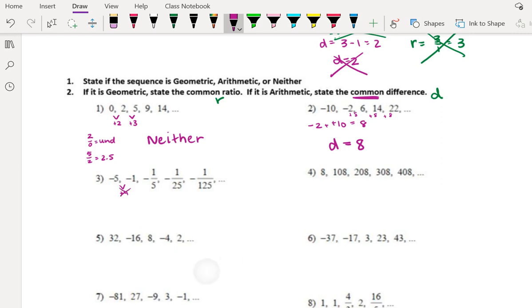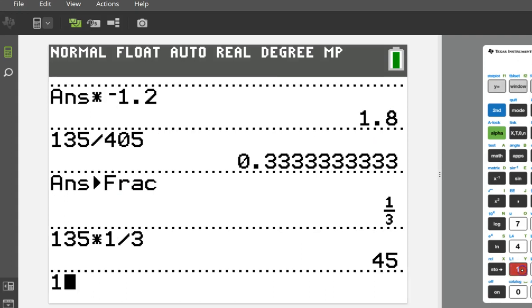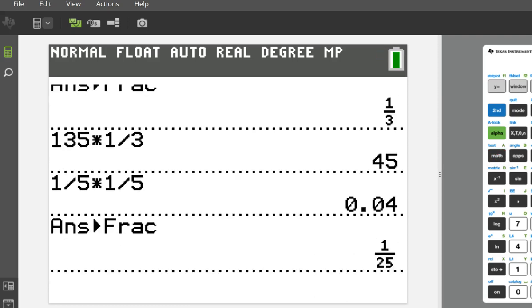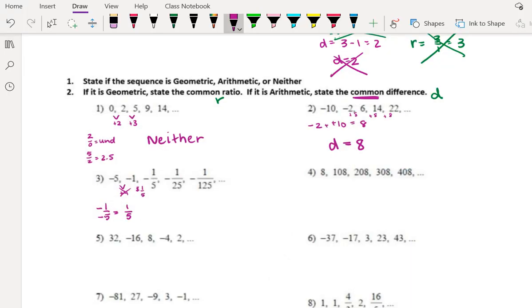So then we check division. If I divide negative 1 divided by negative 5, I get 1/5, or 0.2. If I multiply negative 1 times 1/5, I get negative 1/5. If I do 1/5 times 1/5, so let's use a calculator if you struggle. 1/5 times 1/5. Okay, I get a decimal, math, fraction, I get 1/25, which is what I had here. So this does check out as a common ratio of 1/5.